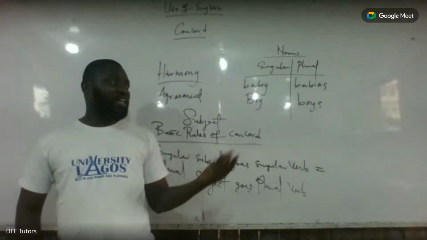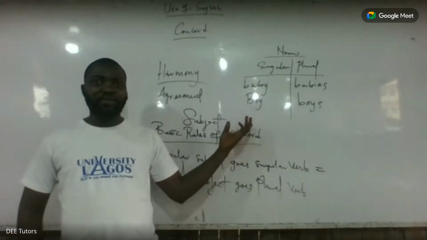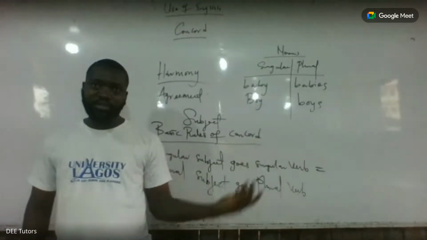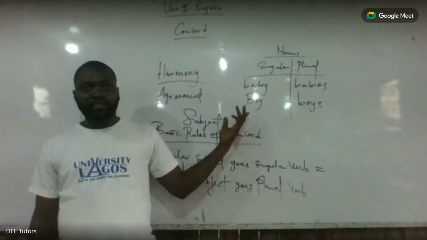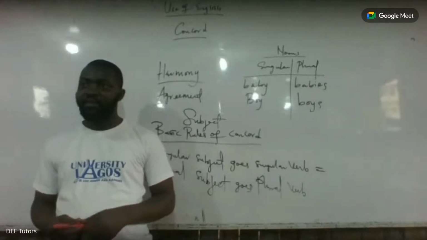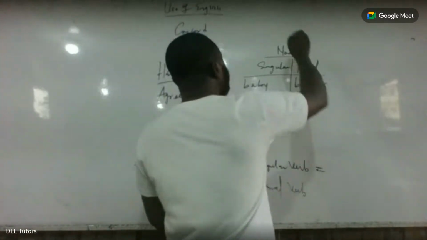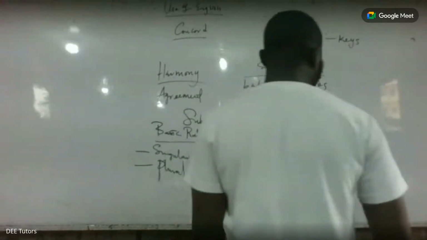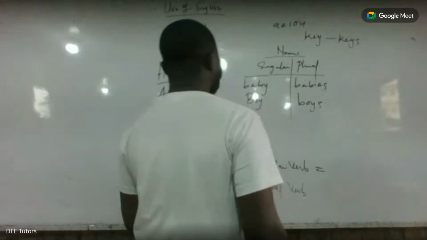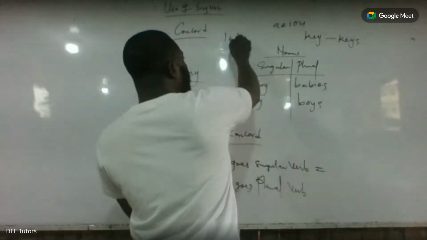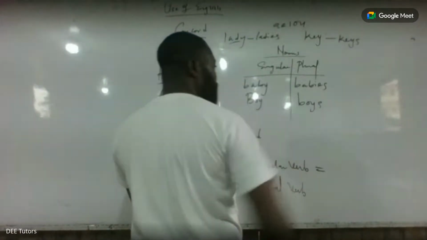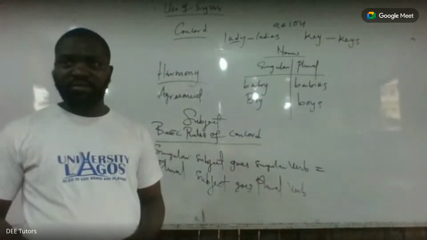Y. So the letter that comes before that letter Y will determine whether you're changing the Y to IES or not. If it is a vowel letter, so what are the vowels we have in English? A, E, I, O, U. Plural is keys. You are not changing the Y. Do you get me? But we have lady. Letter D is a consonant. It's going to become what? Do you get that?